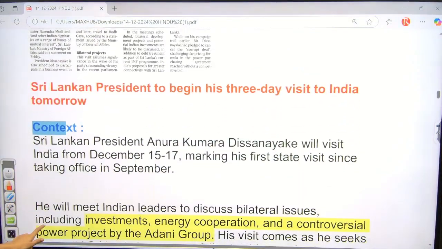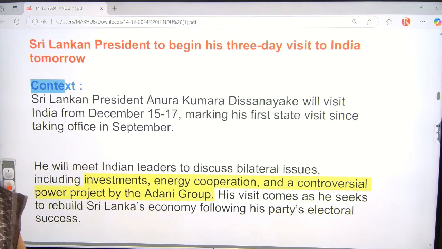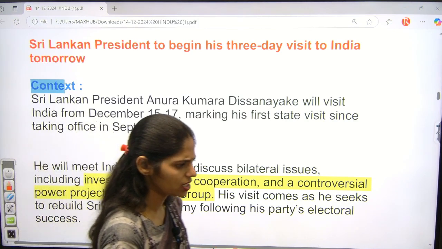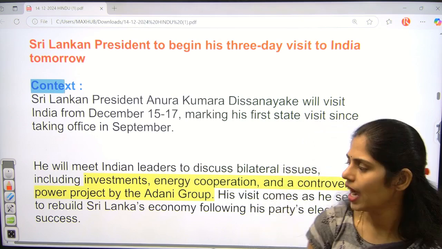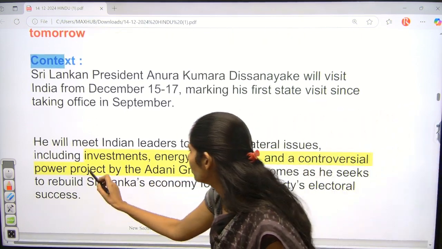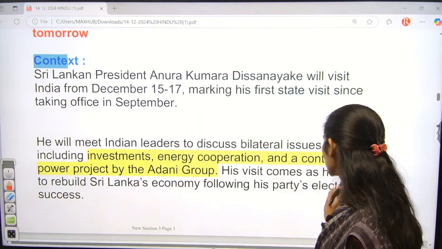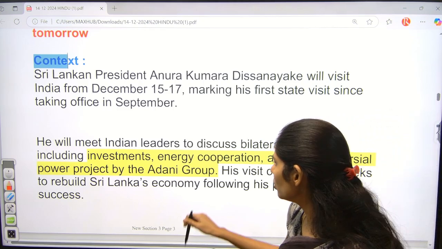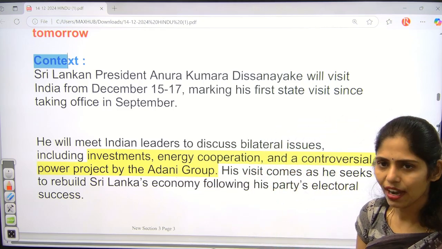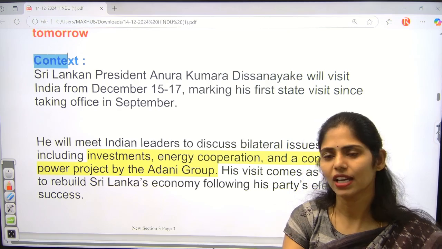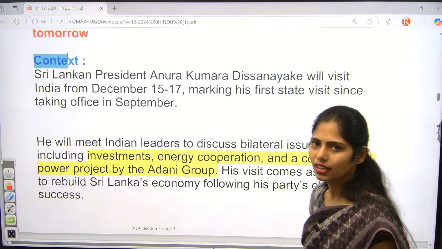The Sri Lankan president will visit India from December 15 to 17. That means from tomorrow, for the next 3 days, he will be staying in India, and they will be having talks, especially in sectors like investments, energy cooperation, and also some controversial projects of the Adani Group. So in these 3 areas, they are going to have talks. And India is trying to focus on rebuilding the economy of Sri Lanka.